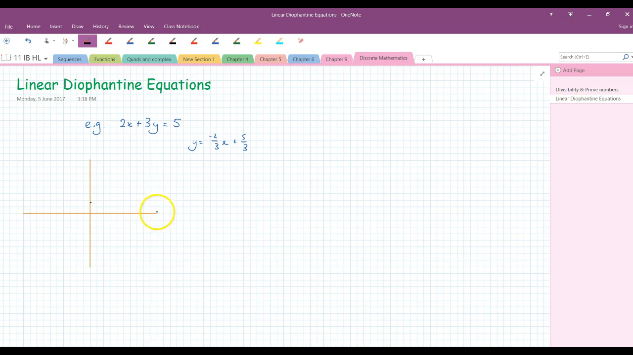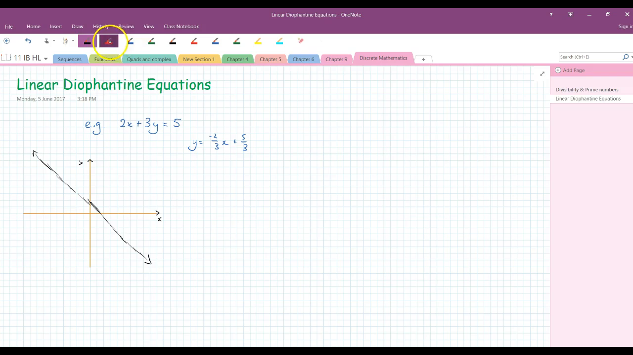Okay, so I've just drawn an xy plane here, and to sketch this particular linear equation, we've got a 5/3 y-intercept, which is about there, 1 and 2/3. Then it's a minus 2/3 gradient, which means a drop of 2 for 3 across. So 1, 2 down, 3 across. So we're looking at a line that looks a bit like this. This line represents that infinite number of solutions to this equation.